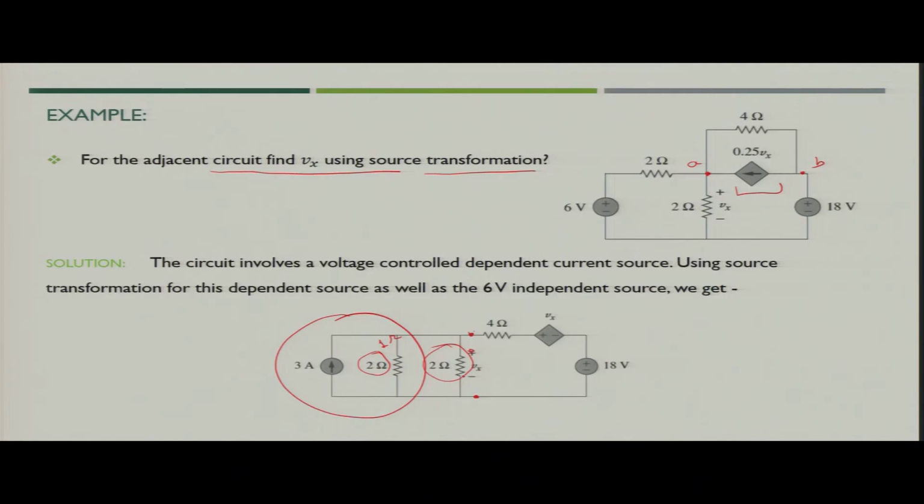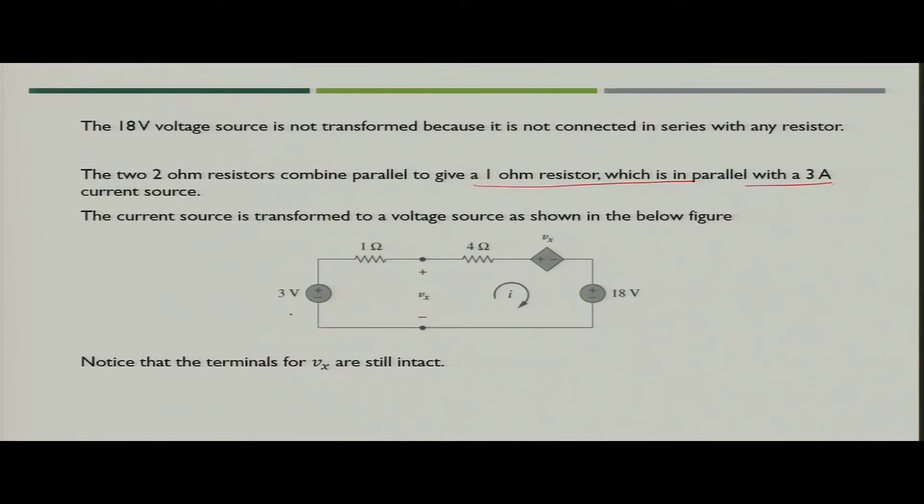So, what do you get after source transformation? You will get 3 volt in series with 1 ohm resistance, and then you have the same Vx which you need to find out, and then you have 4 ohm in series with Vx, and then 18 volt which you have in the circuit. Now, as we discussed, Vx is still intact, which is the question, that we need to find out the value of Vx. So, we are okay with the transformation.